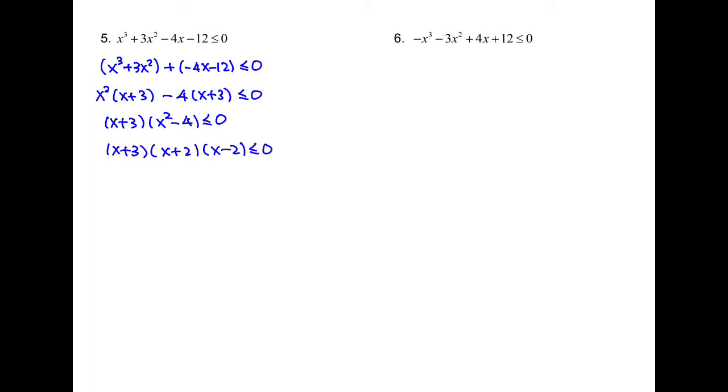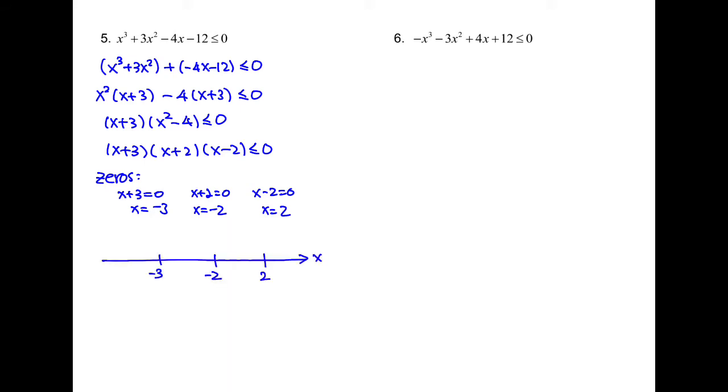Now we can find the zeros. x + 3 = 0 means x = -3. x + 2 = 0 means x = -2. Or x - 2 = 0 means x = 2. Now we put those 3 zeros on the number line to cut it into 4 different intervals. Let's check the positive and negative sign. For the first interval, x greater than 2, let's choose 10 for x. We substitute into the function: 10 + 3 positive, 10 + 2 positive, 10 - 2 positive. Positive times positive times positive will be positive.